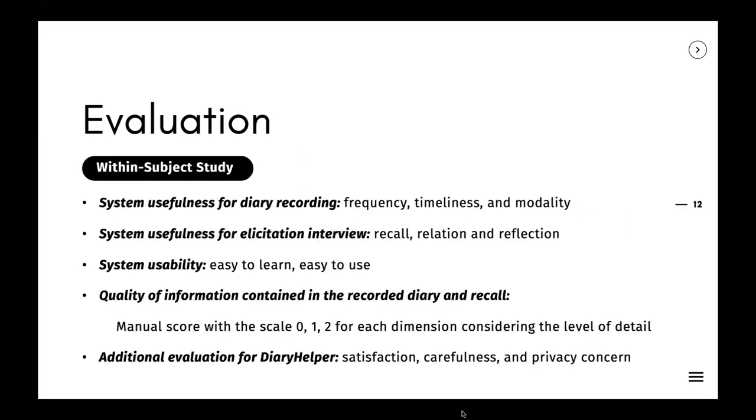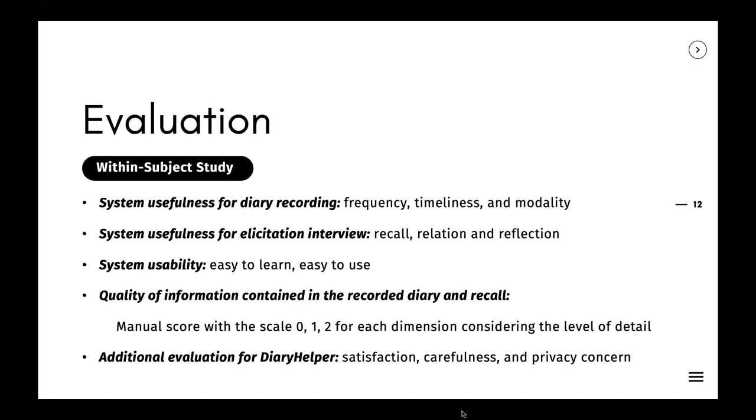We consider the following dimensions to evaluate the usefulness of the system. In the recording period, whether they would like to record diaries frequently, immediately, and in different modalities. For the elicitation interview, the participants' recall of recorded diaries, the description of the relation between recorded diaries and the study topic, and the reflection on the study topic.